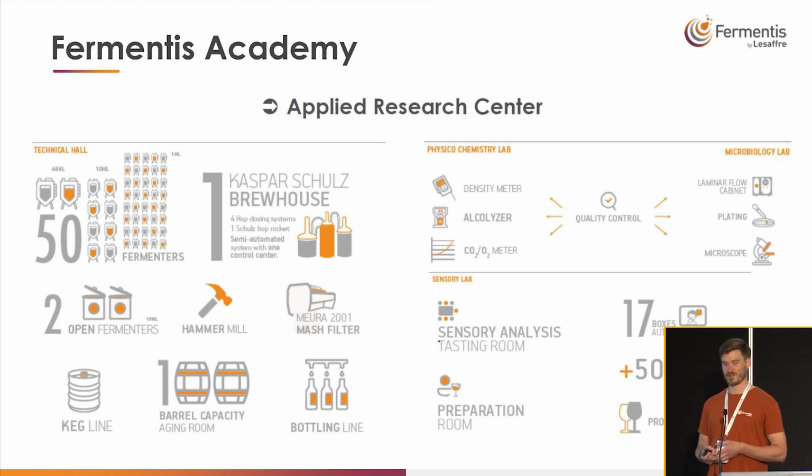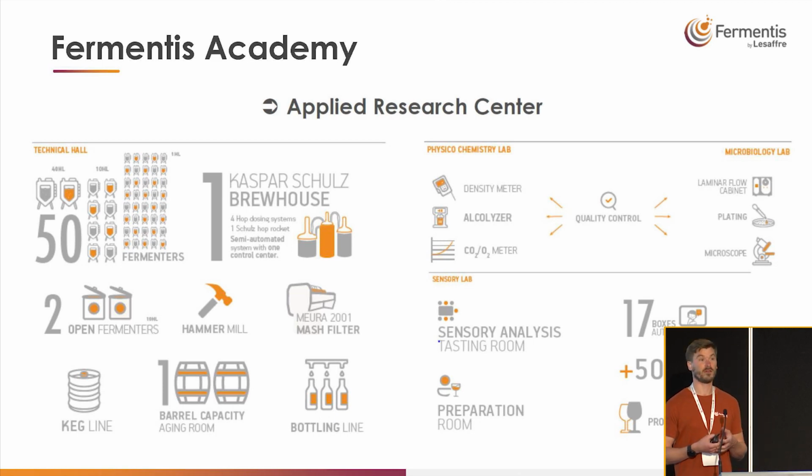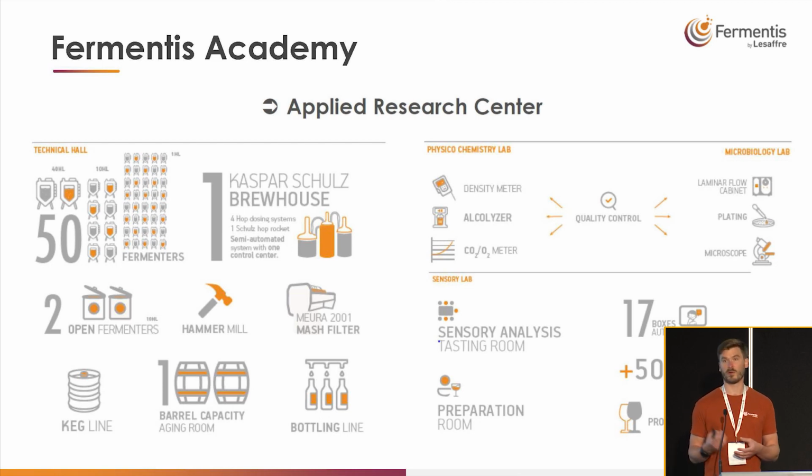I would love to have this in my garage, but it would not be big enough. So 50 fermenters. Basically, we can do the same wort, kettle sour, no kettle sour, divided into different fermenters with different yeast, or the same yeast but different temperature, different conditions. It's just amazing, the amount of information, the amount of data, and the amount of knowledge that we'll be able to get from our product, from this applied research center.